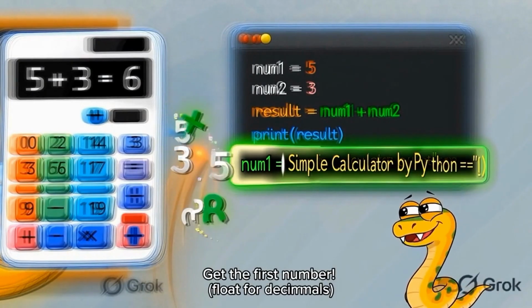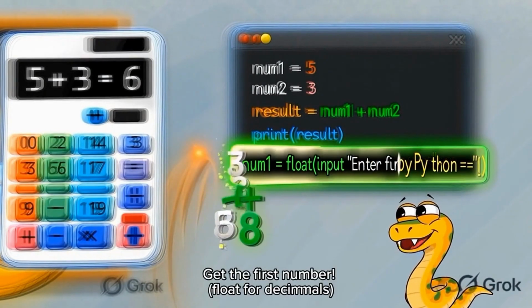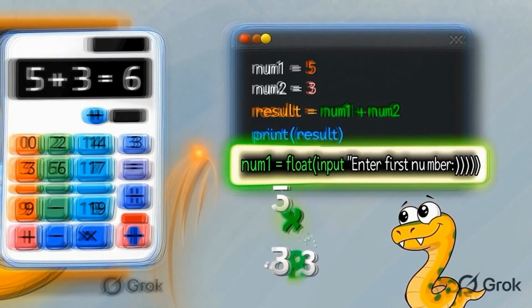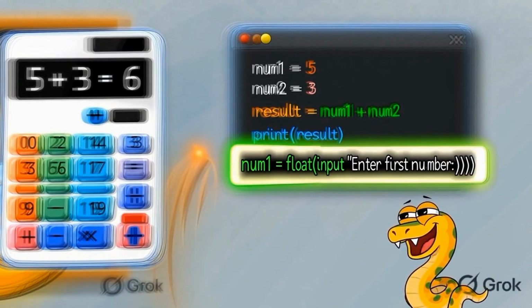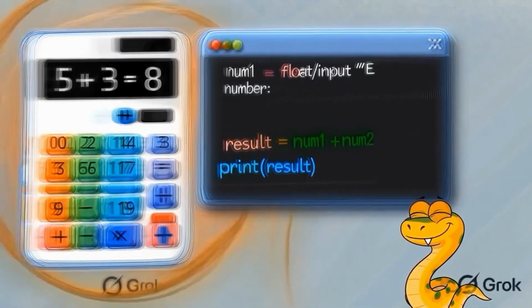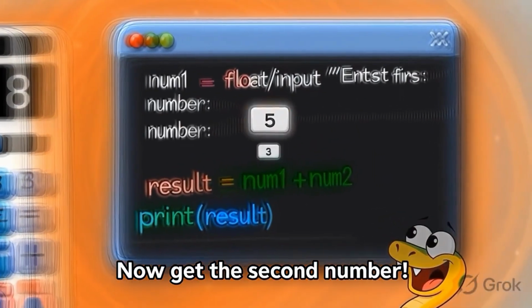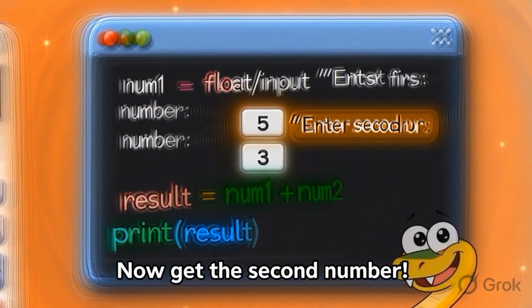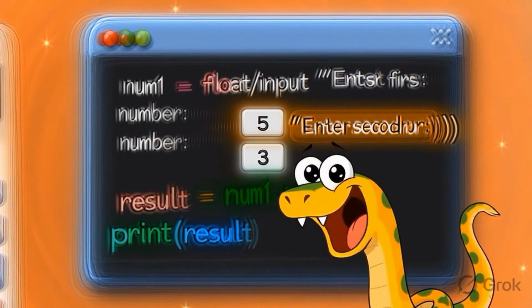Now we ask for the first number. We use float, so decimals work too. Code: num1 = float(input("Enter number")). Next, the second number. Same way, num2 and a float input. Now get the second number.